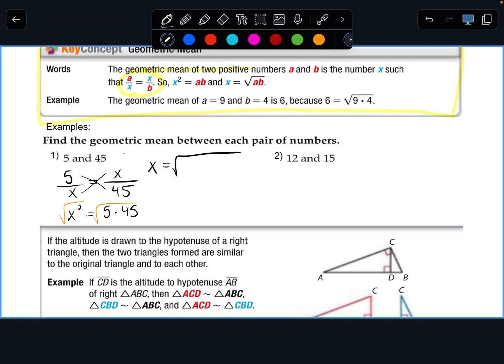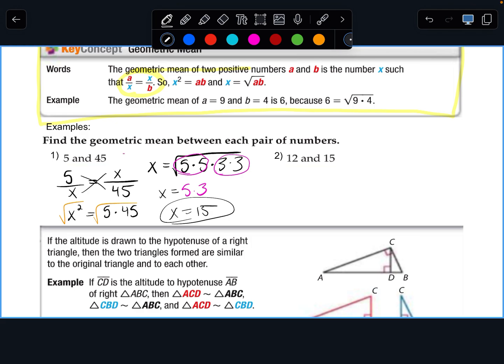As far as finding the pairs, you could do 5, and then 45 is 5 times 9. So 9 is 3 and 3. Oh, it was a perfect square. Dang it. Oh well. Because see, I get a 5 and a 3 out. So that means I don't have anything left in the radical, so the radical's gone. So my x is just 5 times 3, 15. Right. So the geometric mean between 5 and 45 is 15. I know that doesn't really mean anything to you, but that's what a geometric mean is.